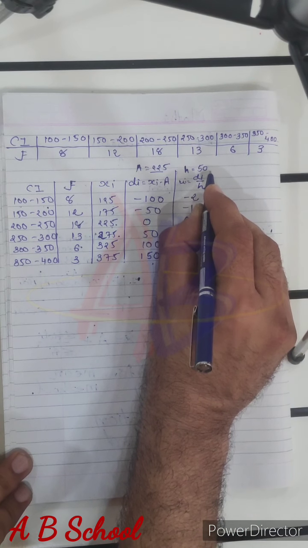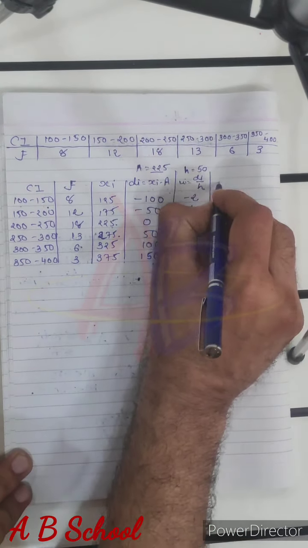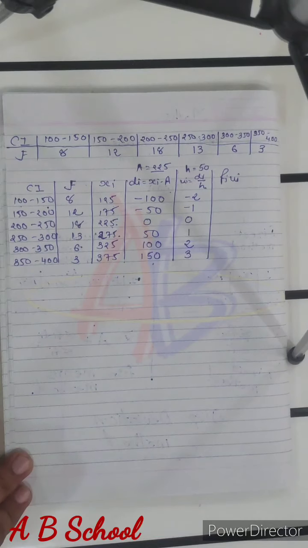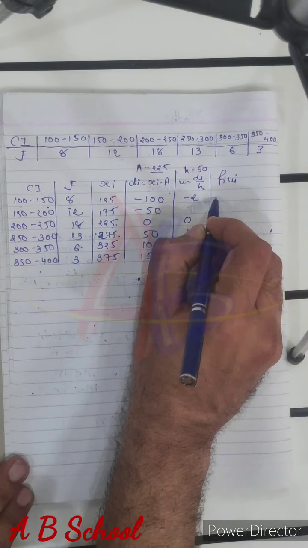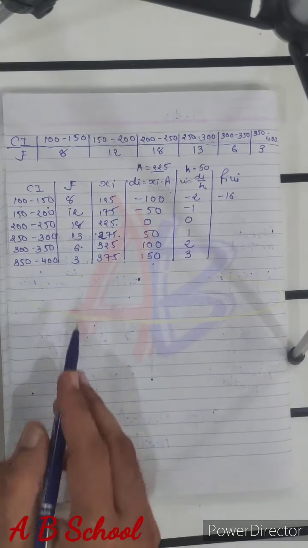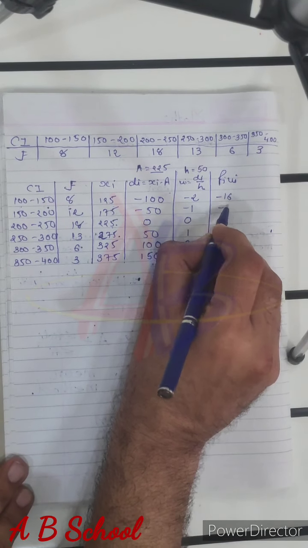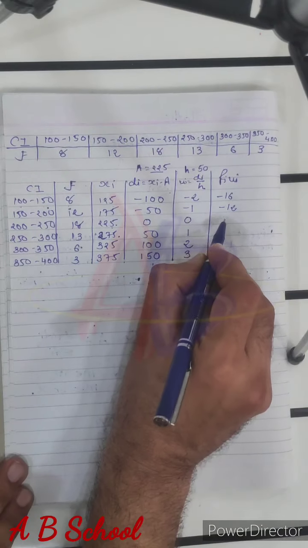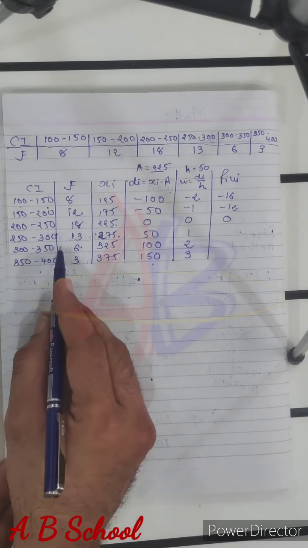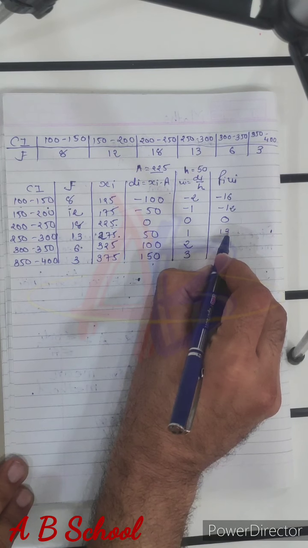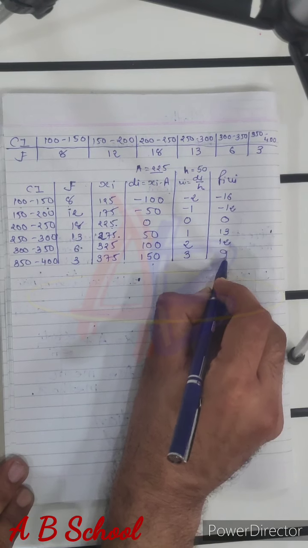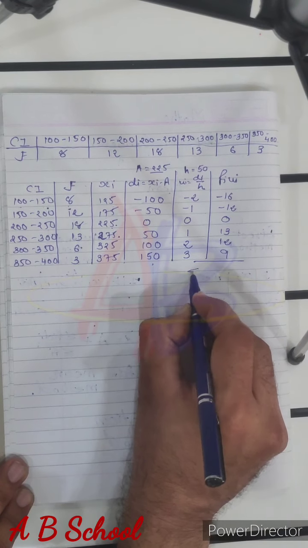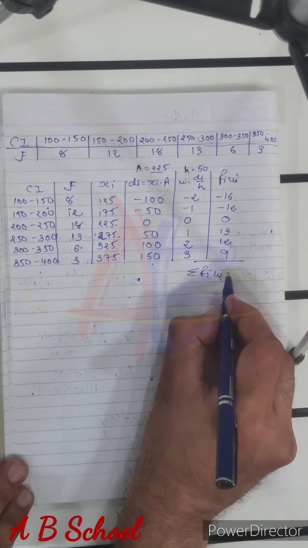Now the next step is fi ui. I need to multiply fi and ui. So 8 into minus 2, minus 16. 12 into minus 1 is minus 12. 18 into 0 is 0. 13 into 1 is 13. 6 into 2 is 12. 3 into 3 is 9. So I need to find now summation fi ui.